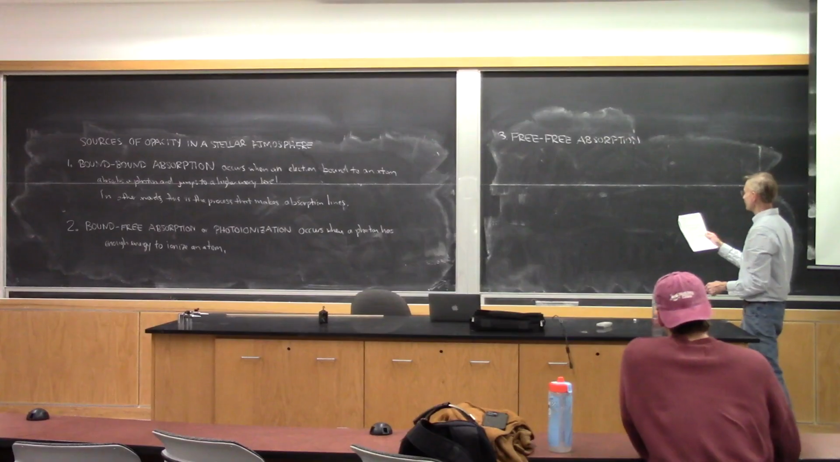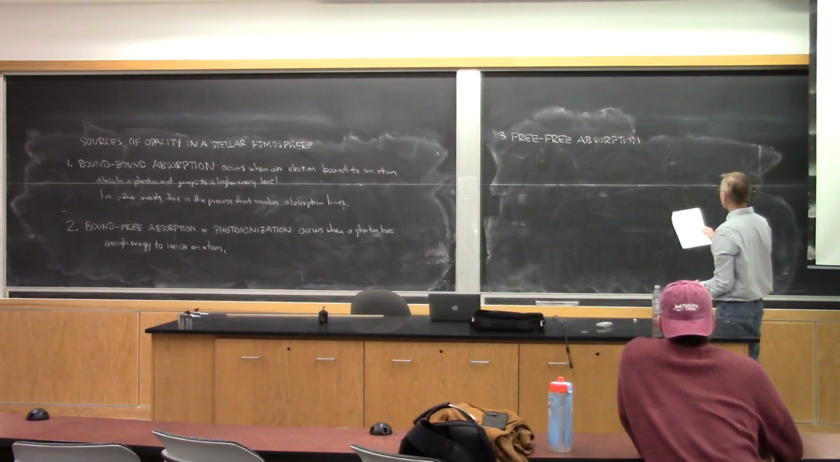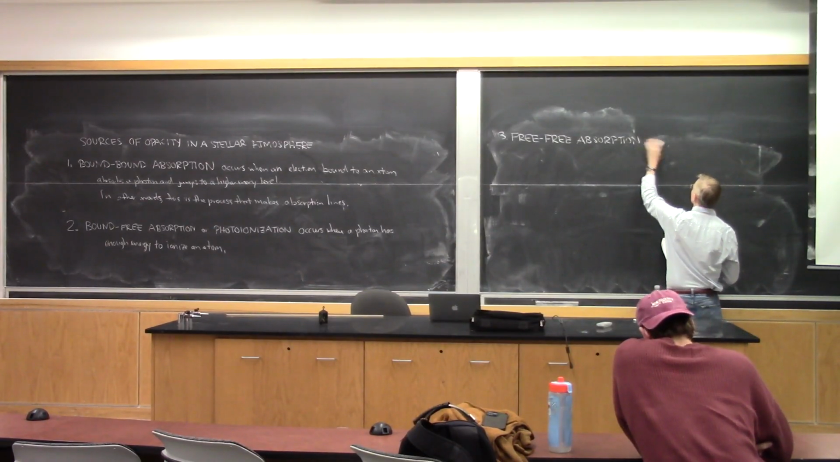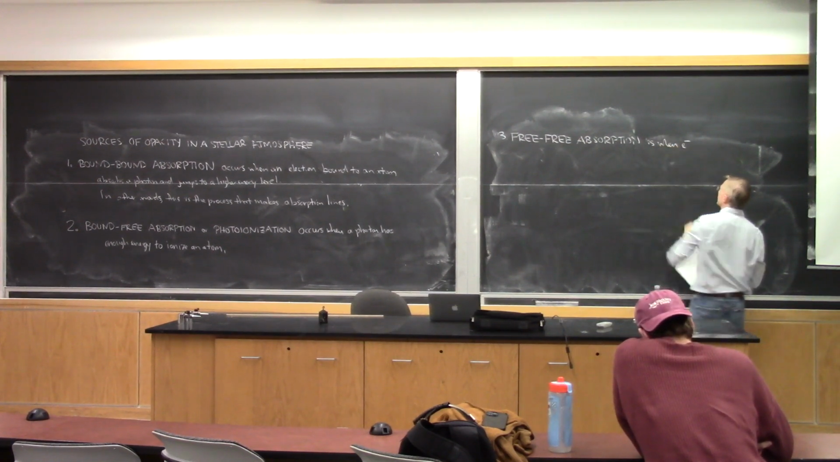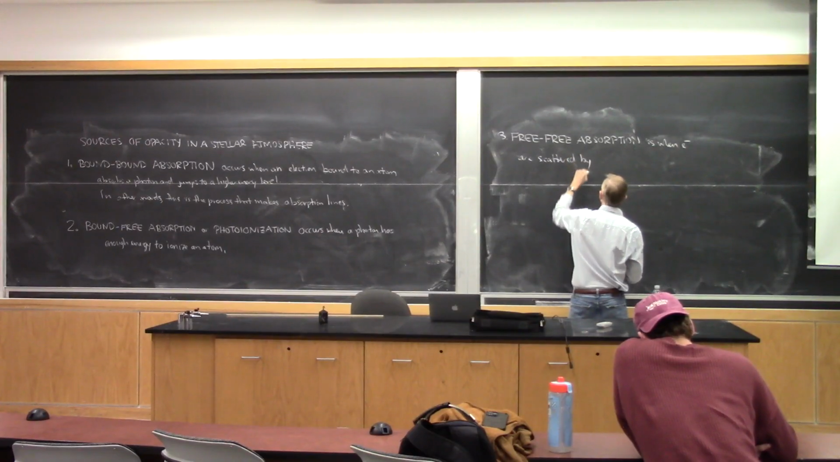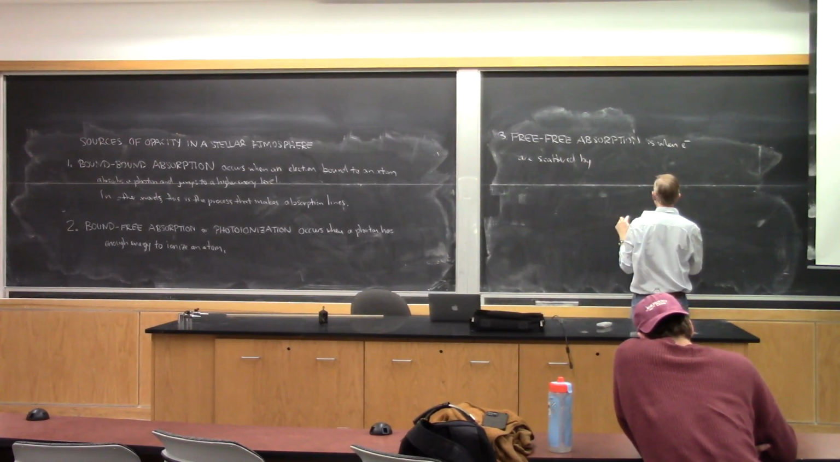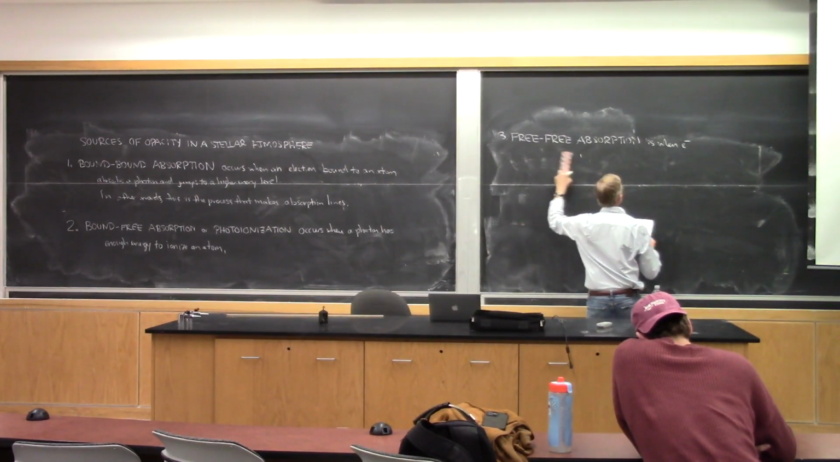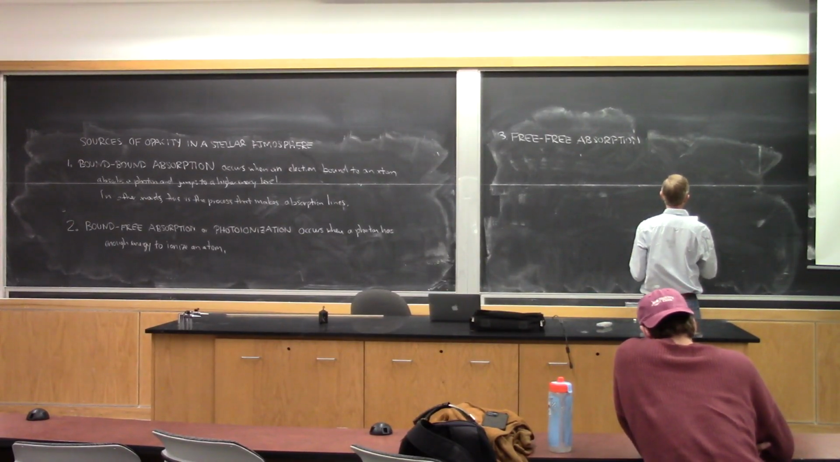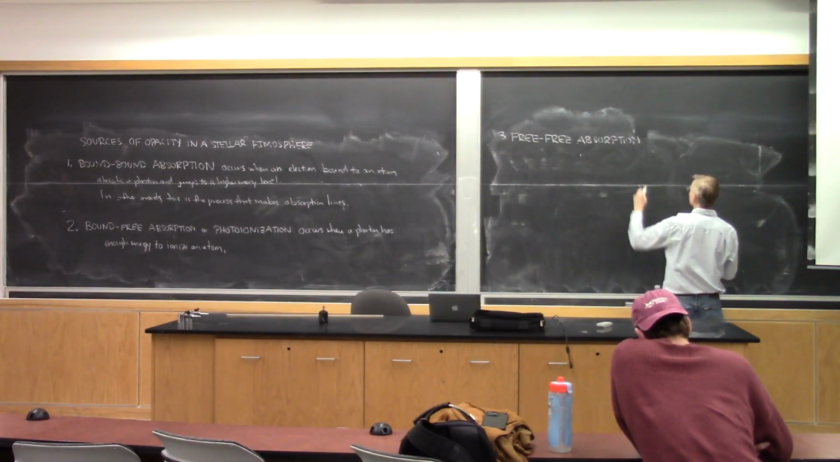Free-free absorption occurs when electrons are scattered by free electrons rather than absorbed. Oh no, that's a lot. What am I talking about? That doesn't make any sense. Free-free absorption occurs when a free electron near an ion absorbs a photon and thus picks up speed.